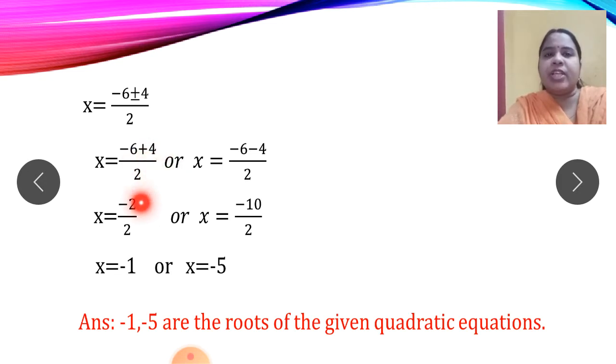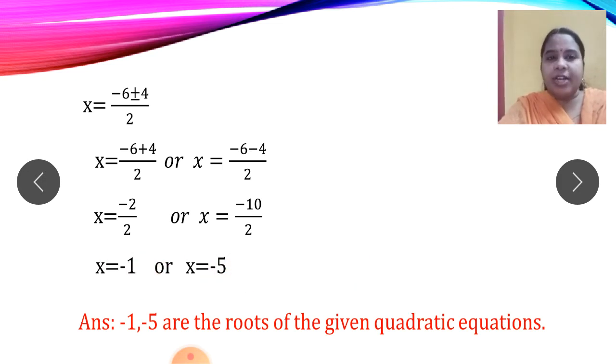Minus 6 plus 4 is minus 2. Minus 6 minus 4 is minus 10. It can be further reduced. See, it can be divided by 2. So minus 2 upon 2 is minus 1 and minus 10 upon 2 is minus 5. So I have got the two values of x.